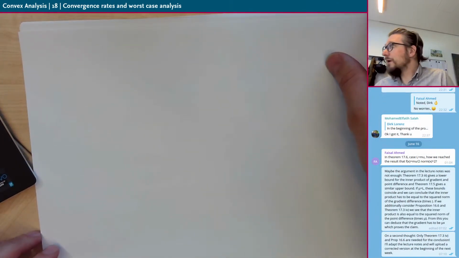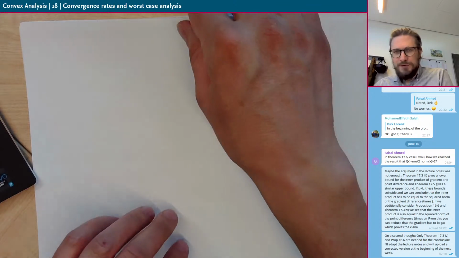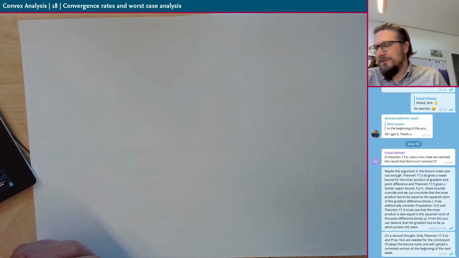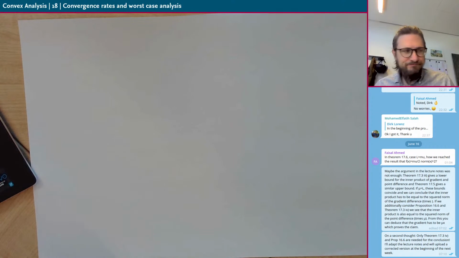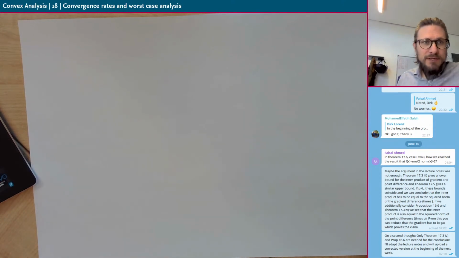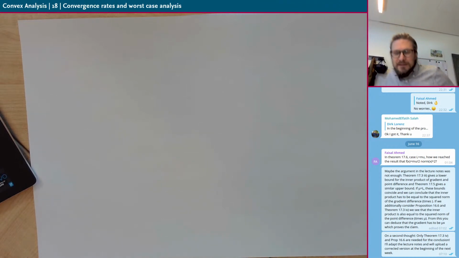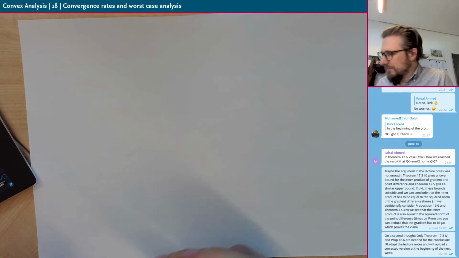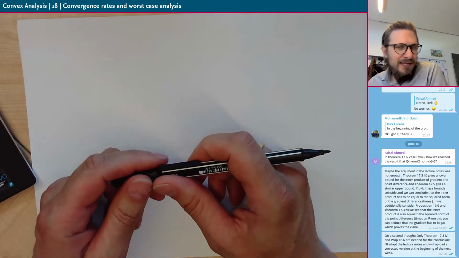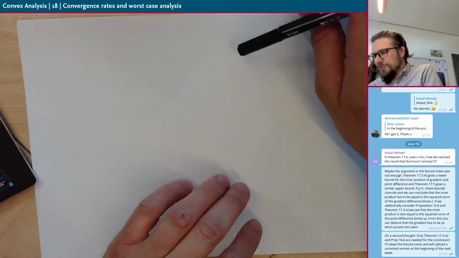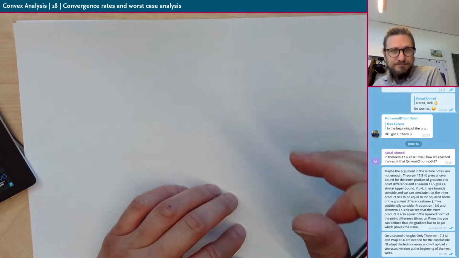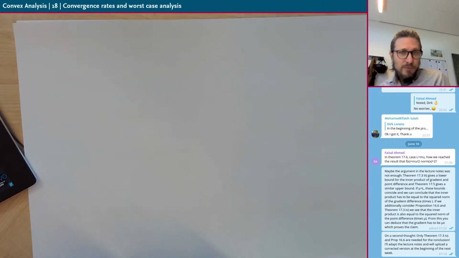So, hi everyone. Welcome to our lecture 18 or 2, depending on the count. Today the topic is convergence rates and worst case analysis. We'll mostly talk about the first steps in worst case analysis, although it could be more like the second step, because we showed you the methodology in general yesterday. Here we're going to talk about convex problems now.